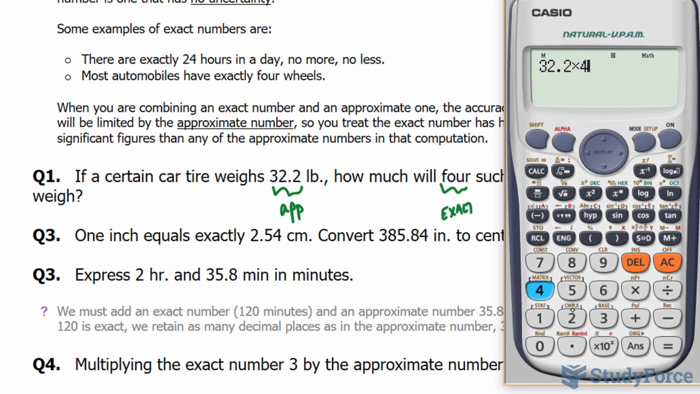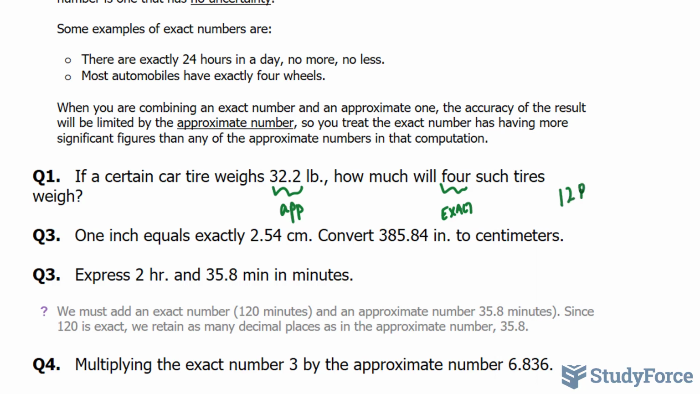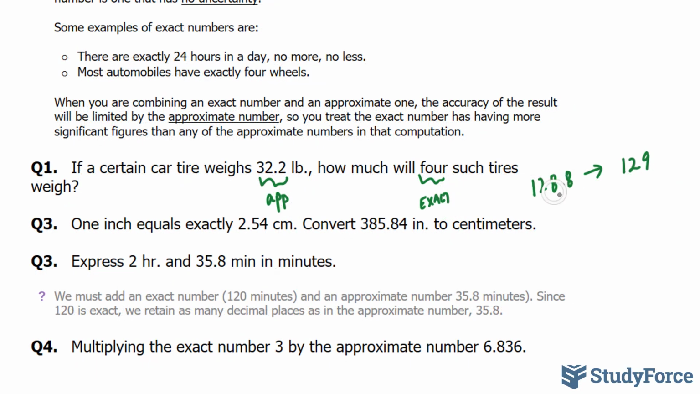32.2 times 4 gives us 128.8. Now, since it has to have 3 significant figures, our final answer will be 129 after rounding. Notice that this 8 is greater than 5, therefore this will go up by 1. So our final answer is 129 pounds.